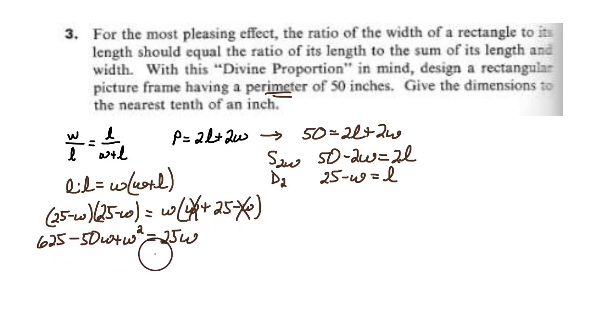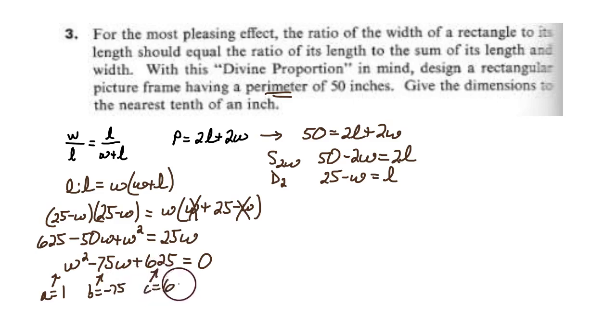This is a quadratic equation because it goes to the second power. Let's get it to equal 0. We need to subtract the 25W away so that there's a 0 on the right side. Now we have standard form. We can solve this with any of the methods that we know about. Maybe it factors, or maybe we could do completing the square. I'm going to choose the quadratic formula, however. A is 1, B is negative 75, and C is 625.